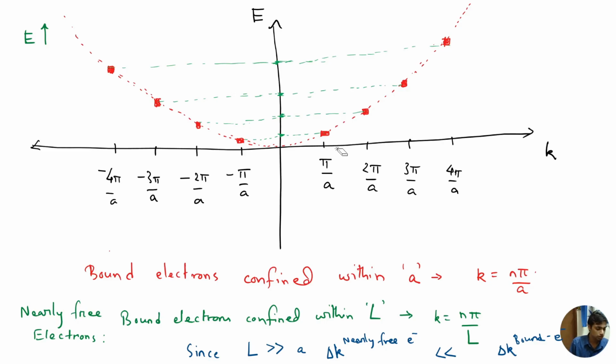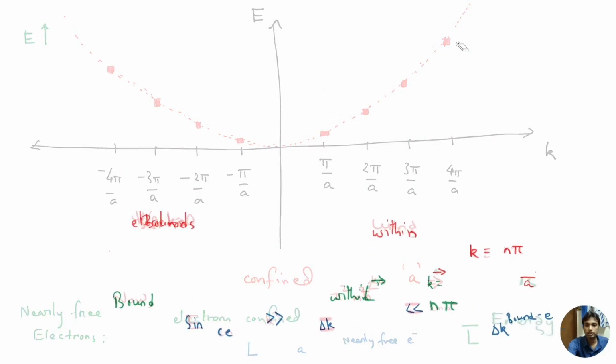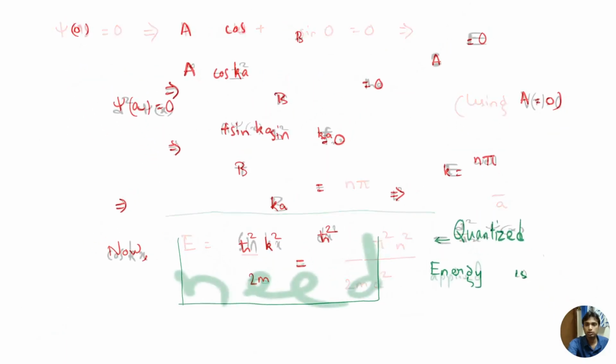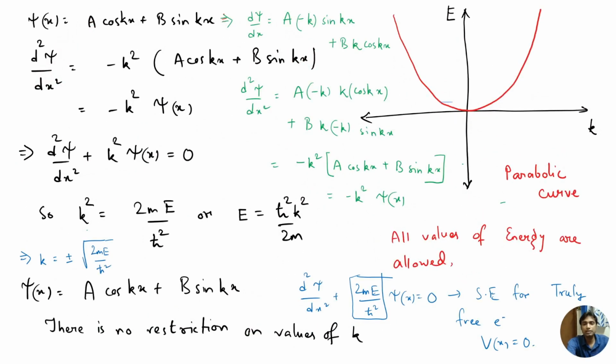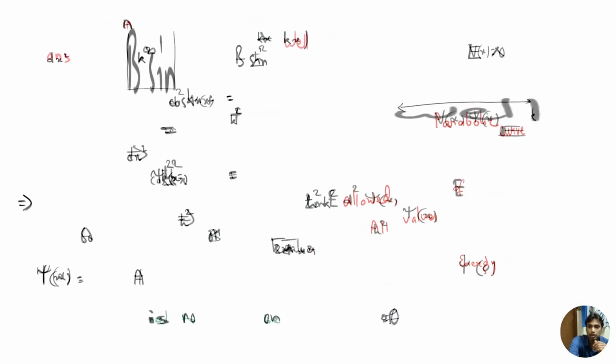Are you getting the point? What will happen if we increase it? These points will come closer and closer and closer. Now imagine this L. In the case of free electrons, we have a continuous parabola, isn't it? You remember this plot, right? Here it was totally a parabolic curve, continuous.